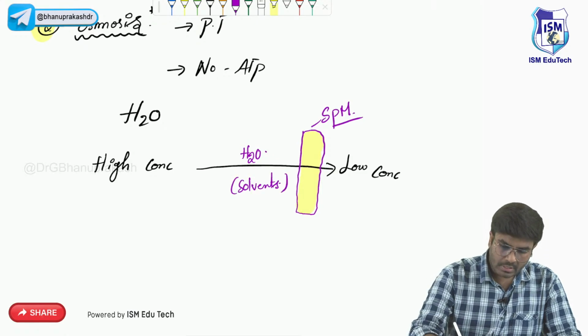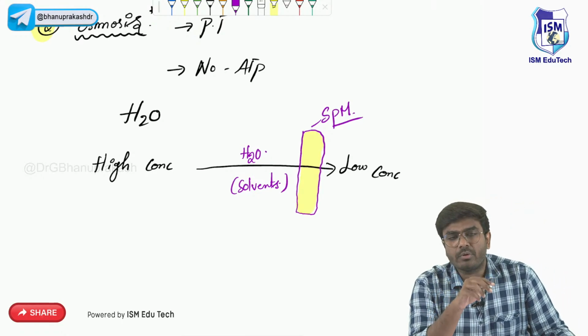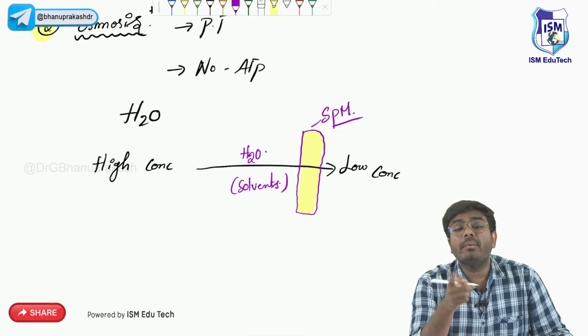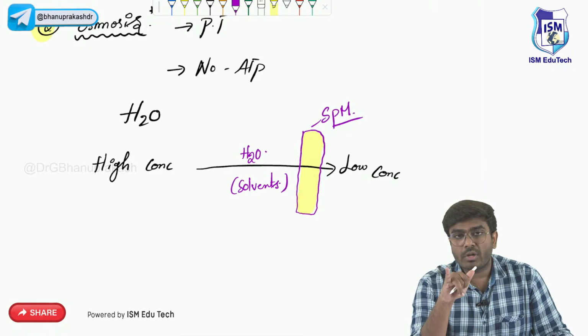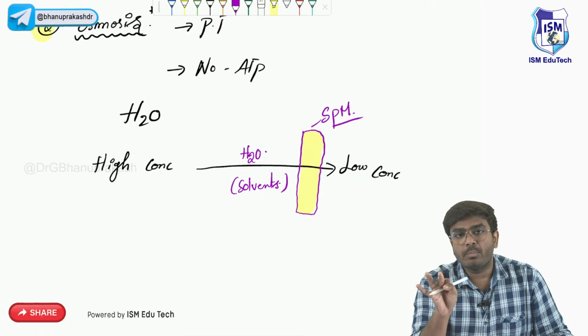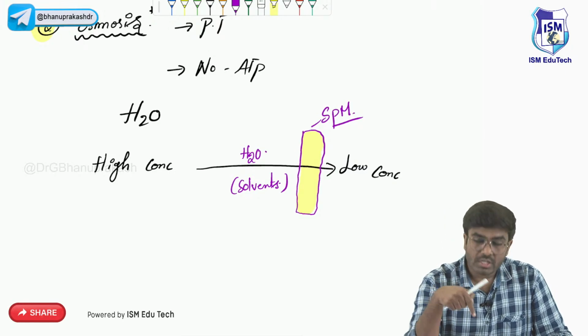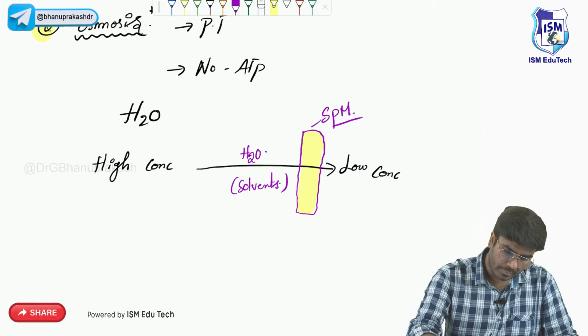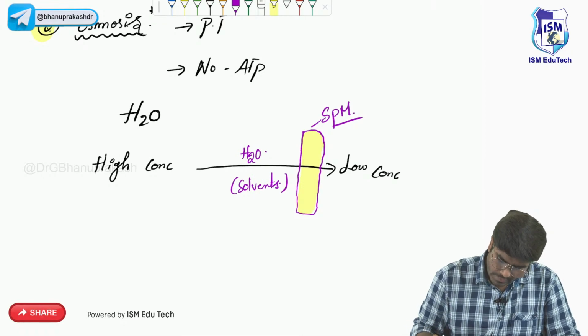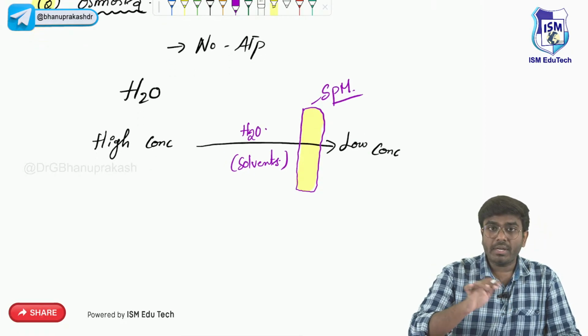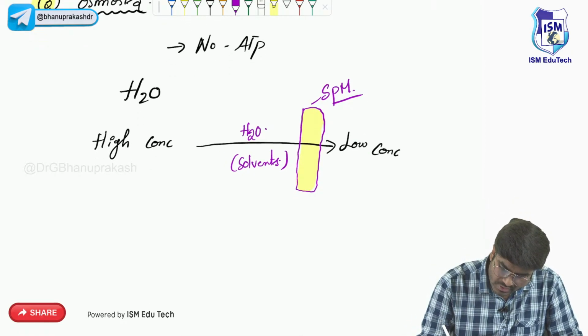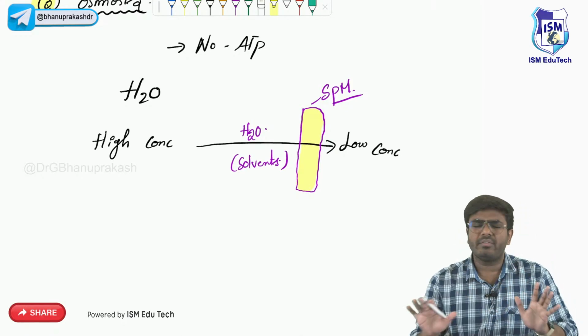Okay. Now, the question that will come to you: in which type of transport is a semi-permeable membrane involved? Primary active transport, secondary active transport, simple diffusion, facilitated diffusion, vesicular transport, or osmosis? In osmosis, a semi-permeable membrane is involved. Now, for the movement of water, you need a force. A force is required. Don't worry, it's going to be very easy.